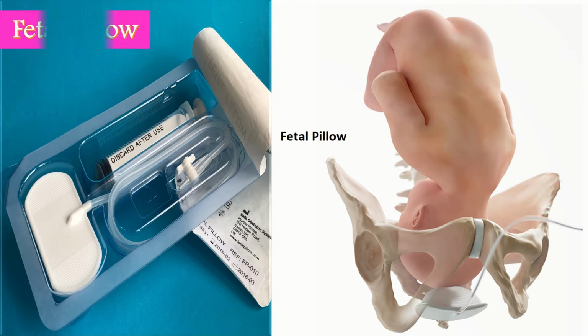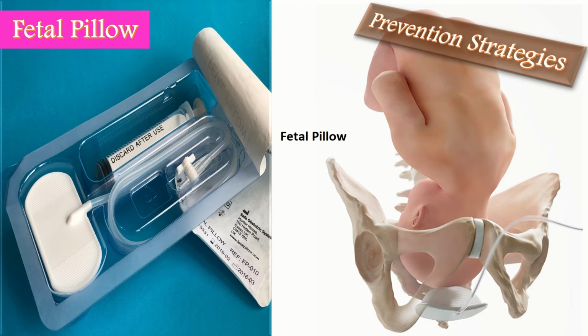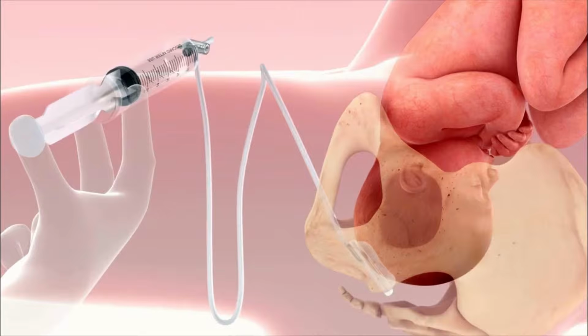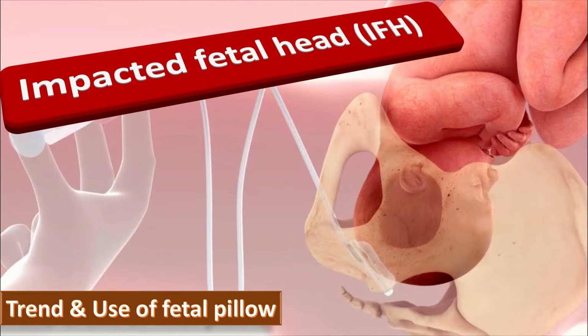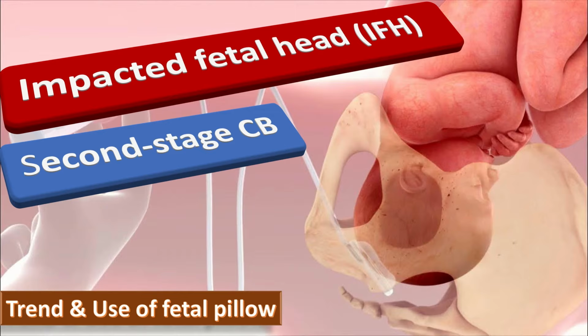Fetal pillow is in fact a soft silicone balloon device. It vaginally elevates the fetal head before cesarean birth at full cervical dilatation, and the aim is to reduce the trauma and speed the delivery. Now we'll talk about the trend and the use of the fetal pillow, increasingly used for impacted fetal head cases and used mainly in the second stage cesarean birth.